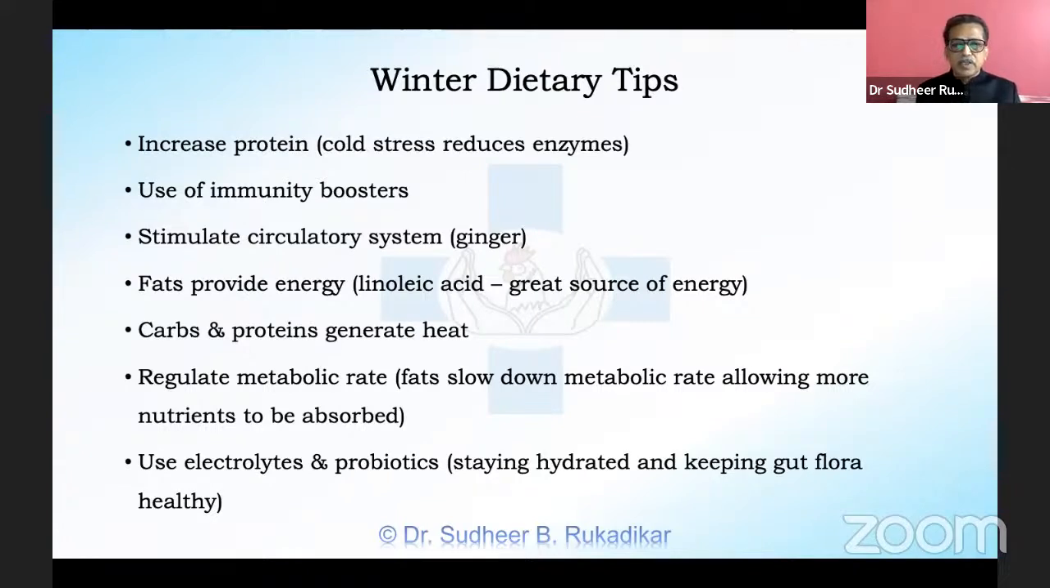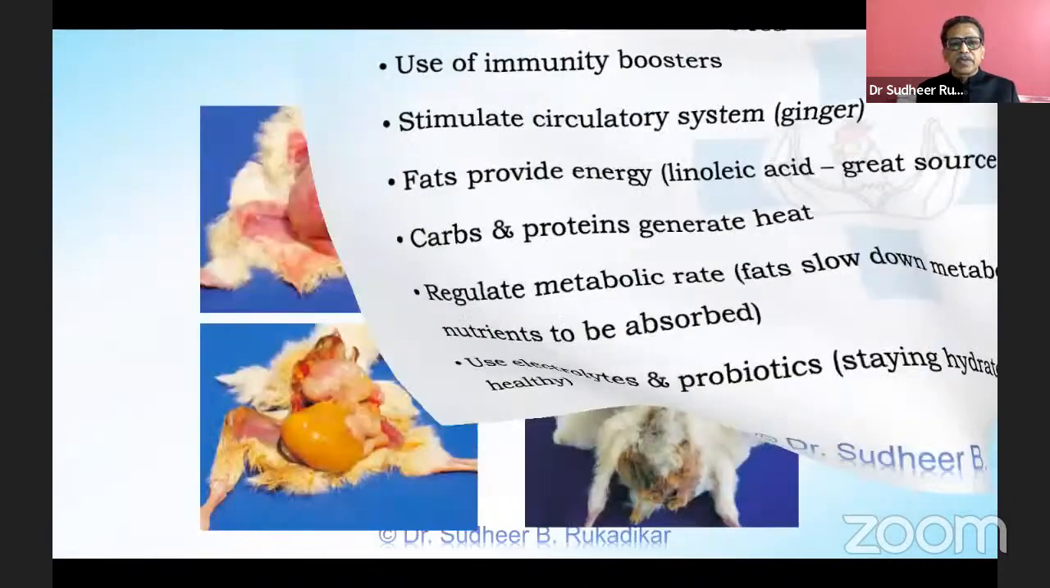Because gut health, as I said, is a very important factor in getting good performance from poultry birds of all types, whether broiler or layer or breeder. So use of electrolytes and probiotics is also a very important factor. So these are some dietary tips for winter.